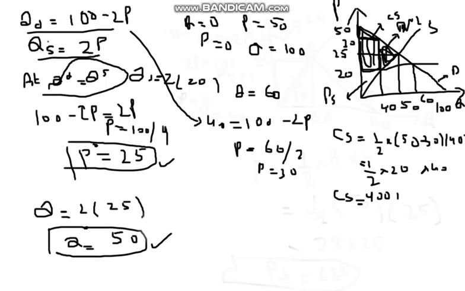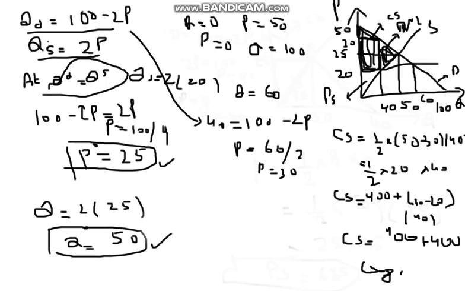plus the area of the rectangle, which is 30 minus 20 as the height, and the width will be 40. So we get the consumer surplus is equal to 400 plus 400, which is equal to 800.